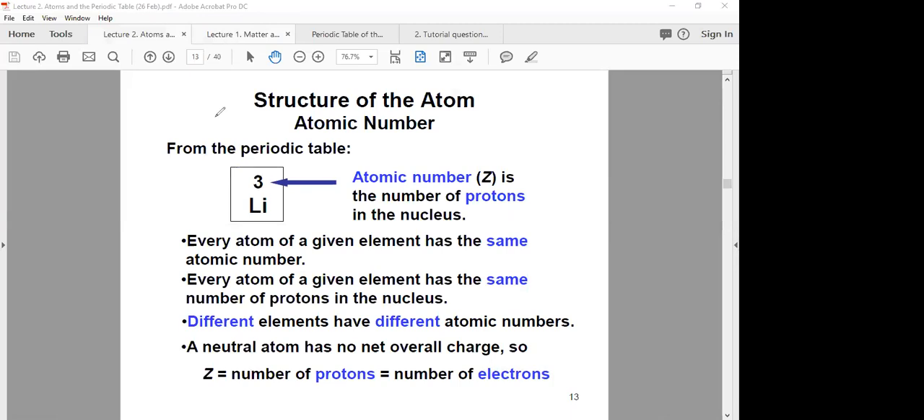All right, so let's imagine 3 protons, and you know that each one carries a positive charge, a single positive charge, so I'll indicate that there.